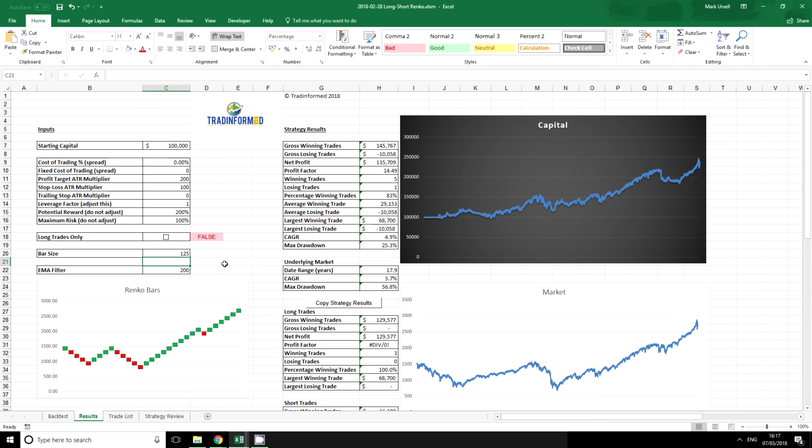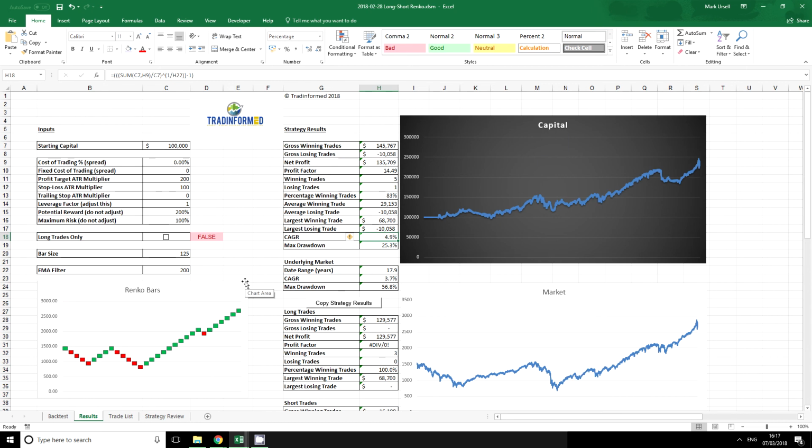But still, we need to be able to get something that is appropriate, that has ideally worked in the past. And if you don't know whether your strategy has worked in the past, you can be pretty certain it will not work in the future. So I've got a bar size here of 125 points. I've got a compound annual growth rate of 4.9%.